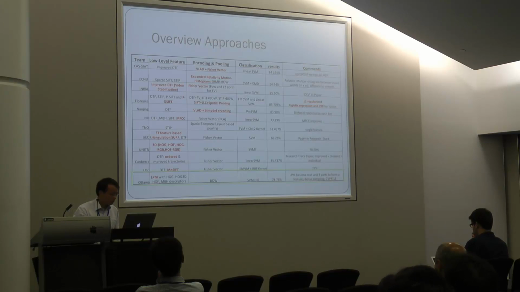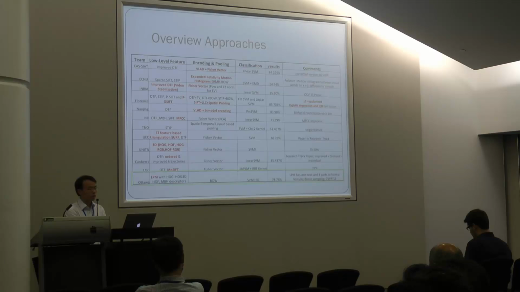The team from Ottawa, they applied the recent work they call local part model, which was published in CVPR 2013, to extract local features. So basically, they have a root and also 8 parts, and based on this kind of local part model, they get new features. And then they use the SVM with histogram intersection as the classification approach.